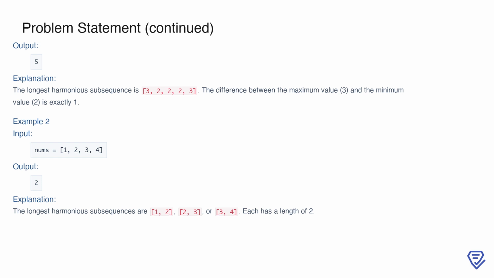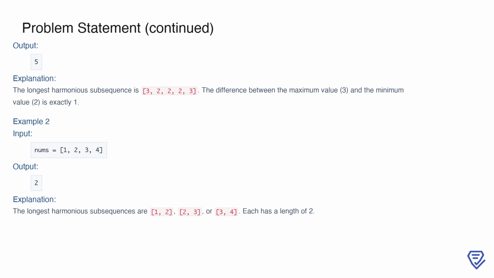In the first example, we have the input array nums equals 1, 3, 2, 2, 5, 2, 3, 7. The output is 5 because the longest harmonious subsequence is 3, 2, 2, 2, 3. Here, the difference between the maximum value, which is 3, and the minimum value, which is 2, is exactly 1, satisfying the condition for a harmonious subsequence.